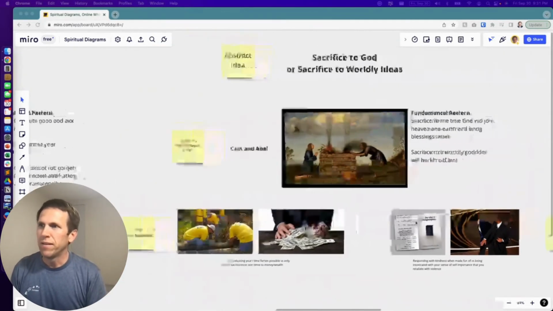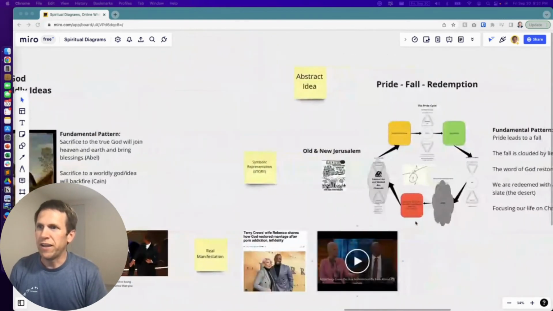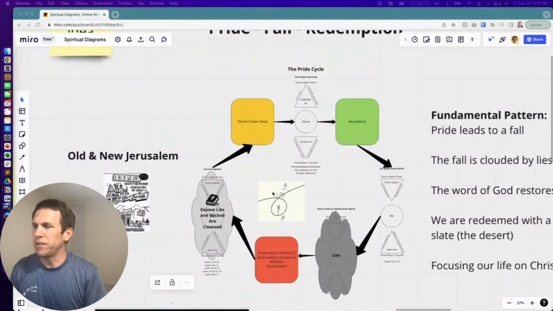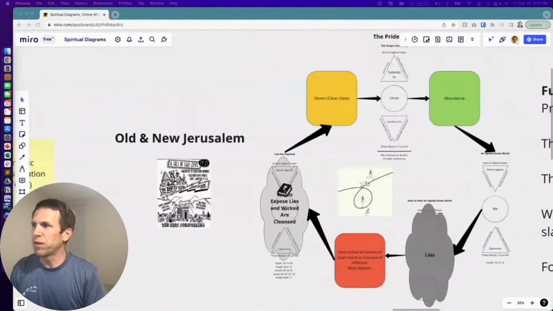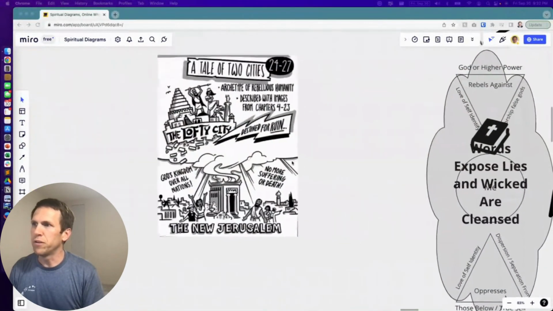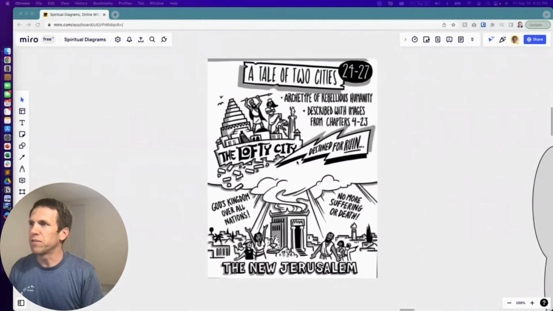So anyway, here's another example, and I love this one. This is all throughout Isaiah. This is the pride cycle. I'm not going to go through it in detail, but Isaiah's pride cycle talks all about the lofty city and the New Jerusalem. So that's what this diagram shows.